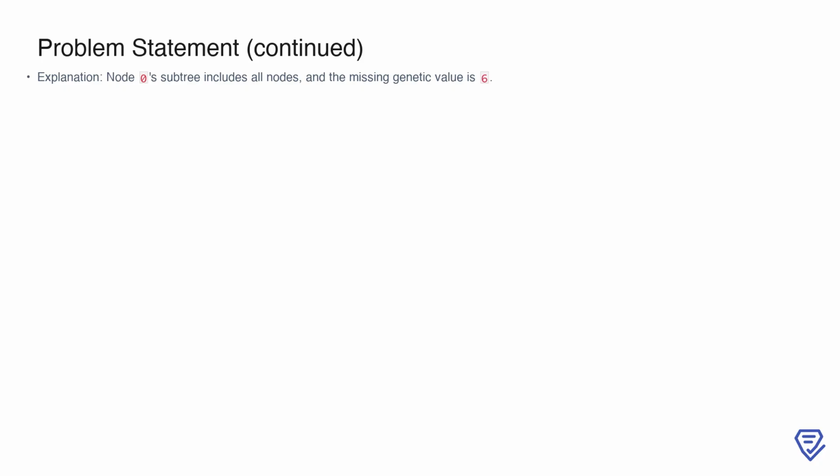For nodes 2, 3, and 4, the missing genetic value is 1 because their subtrees only contain their own genetic values. These examples illustrate how the problem scales and handles edge cases effectively.